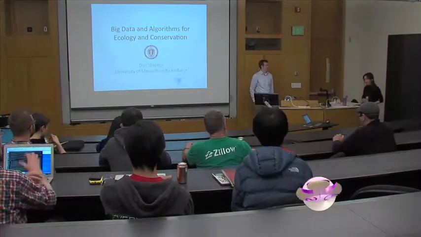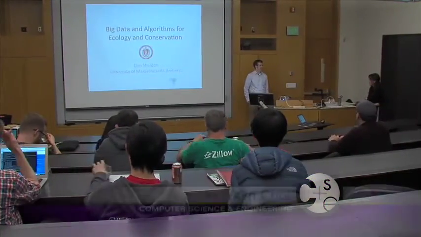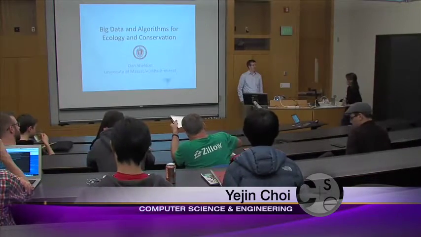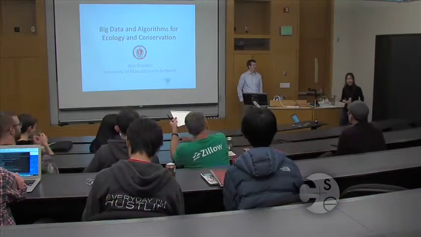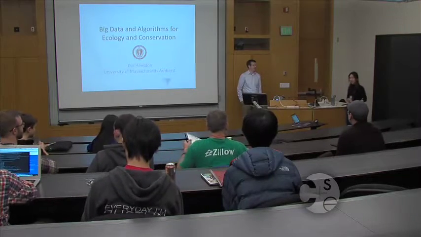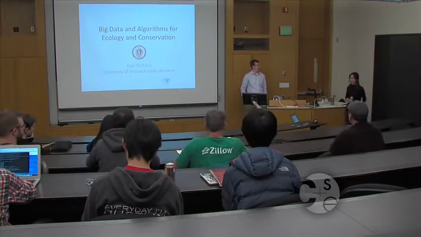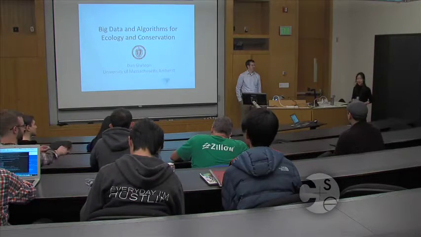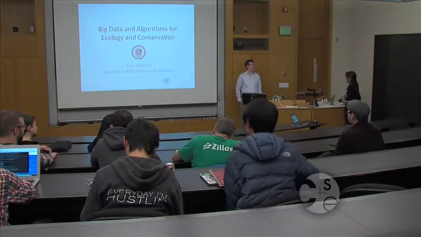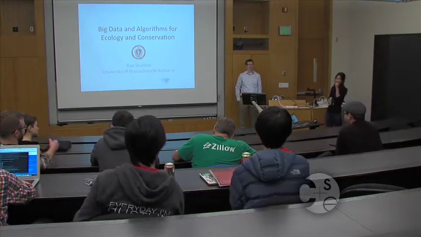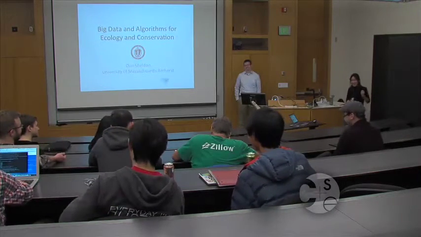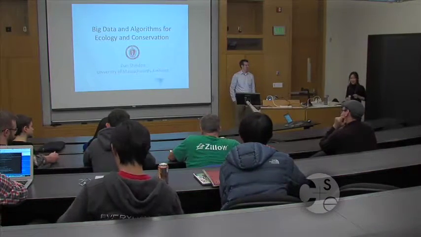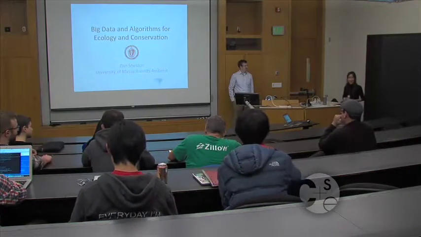Introduce Dan Sheldon today. He's an assistant professor at UMass with a joint appointment with Mount Holyoke College. Before he joined UMass, he spent 2 years as an NSF postdoc fellow working with Tom Dietterich at Oregon State University. Before then, he did a PhD at Cornell. That's also where I got mine.